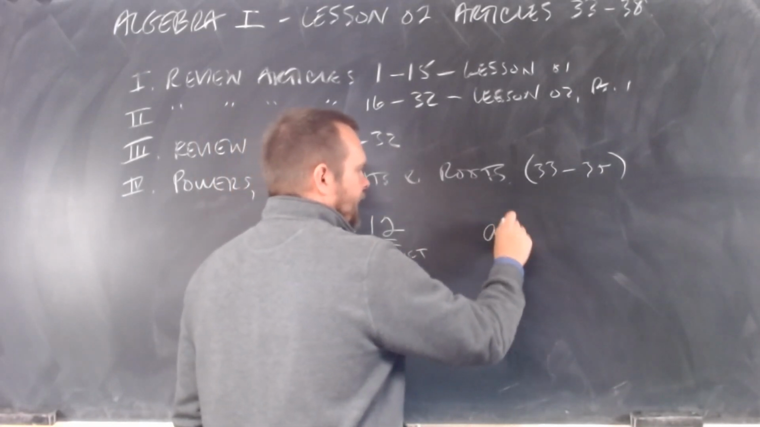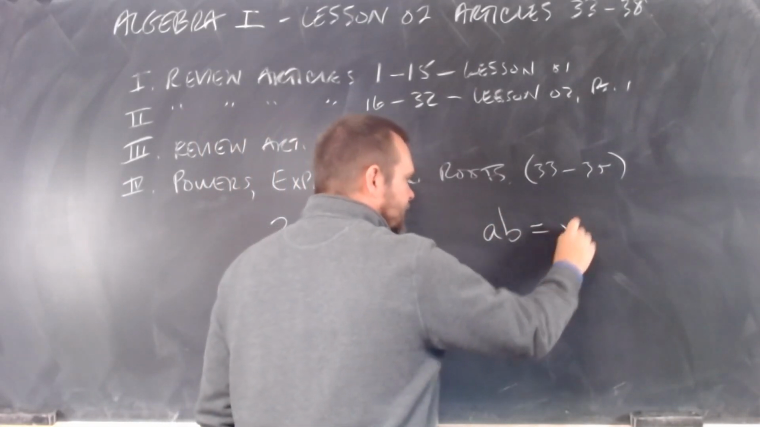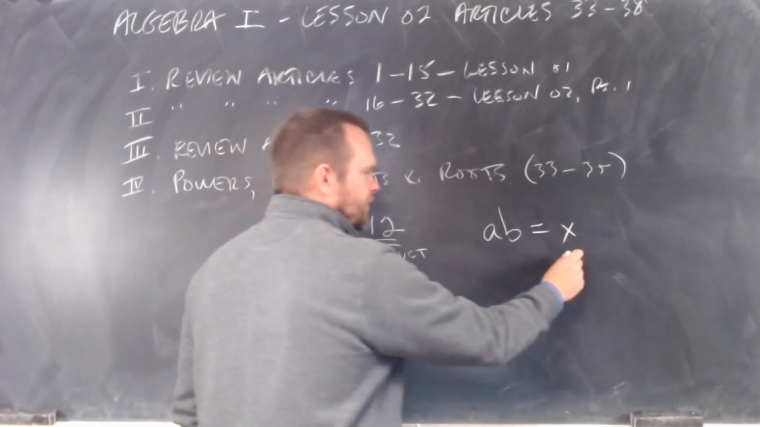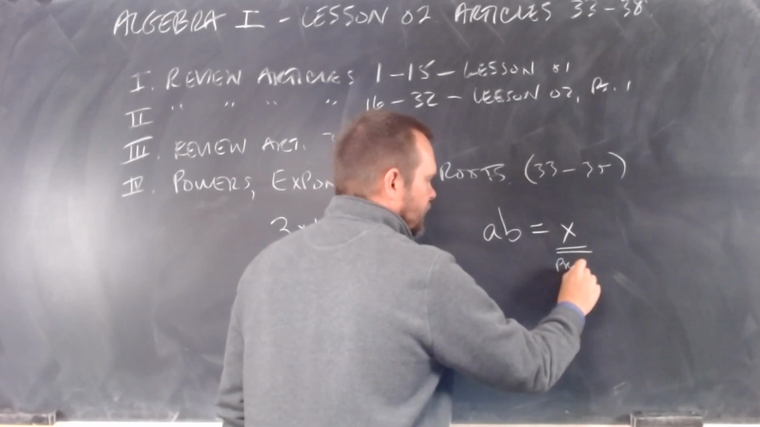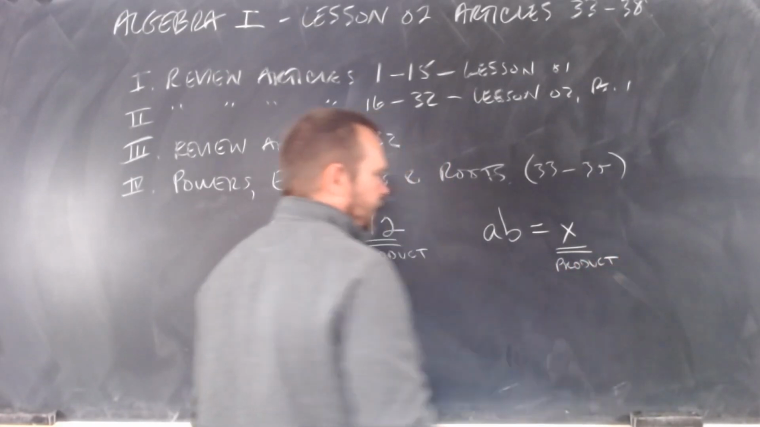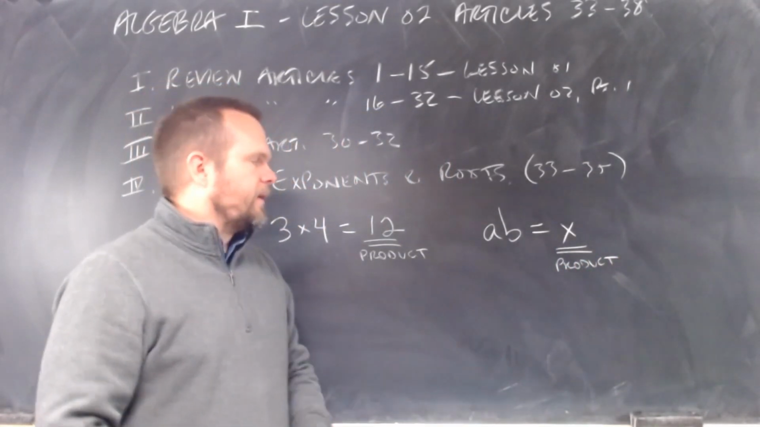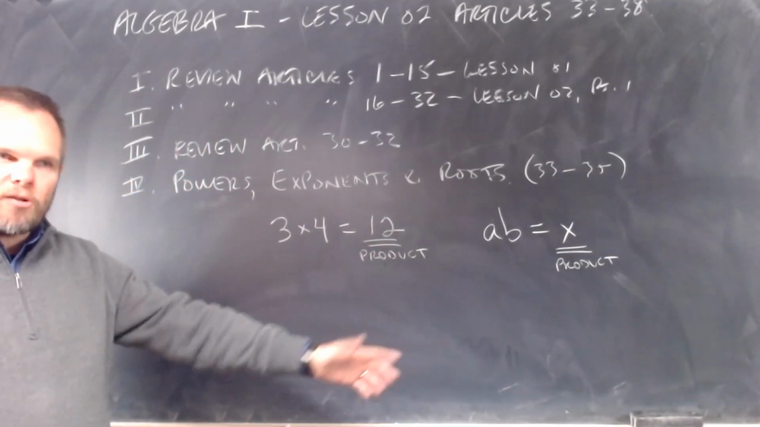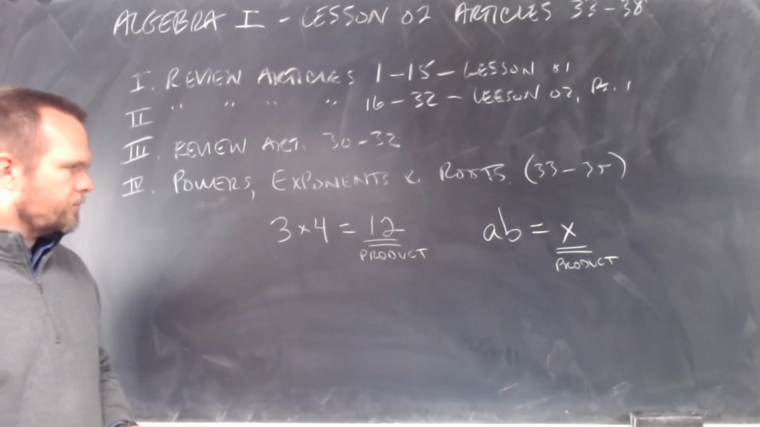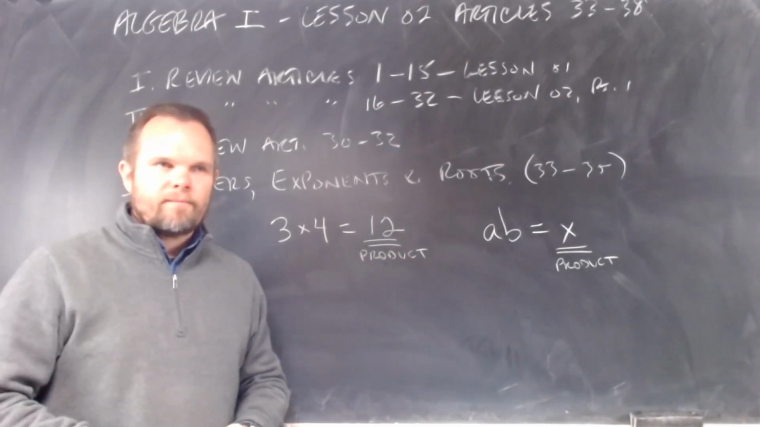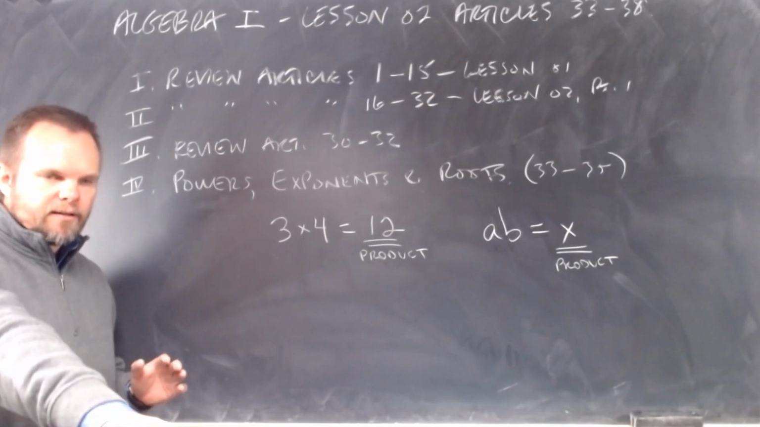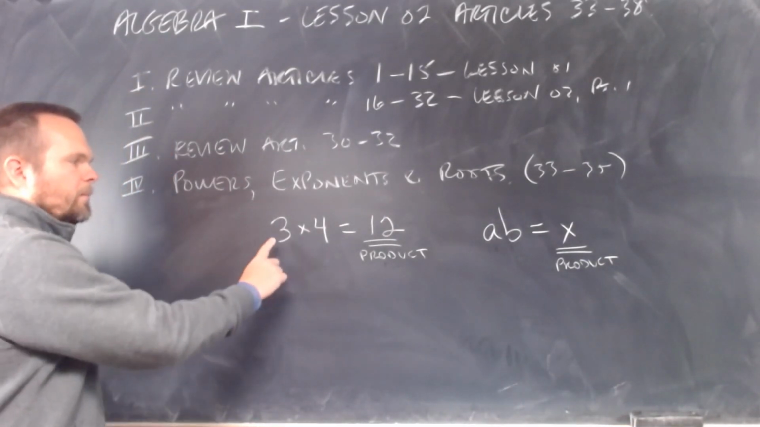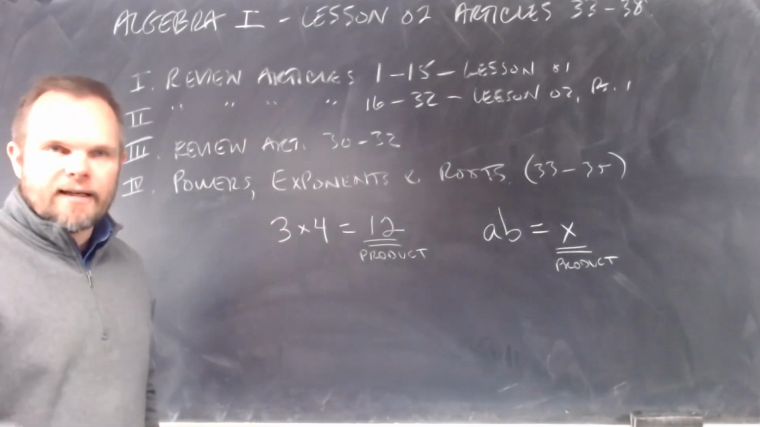If we had AB equals X, this is multiplication. These are factors. X is the product of A times B. The product is the result of multiplication. That's simple enough, right? Now, what we're learning in Article 33 is what happens when we multiply a number by itself.